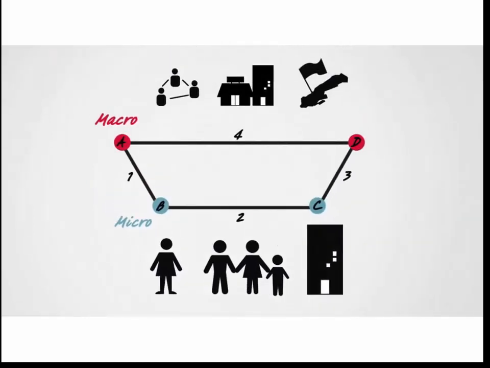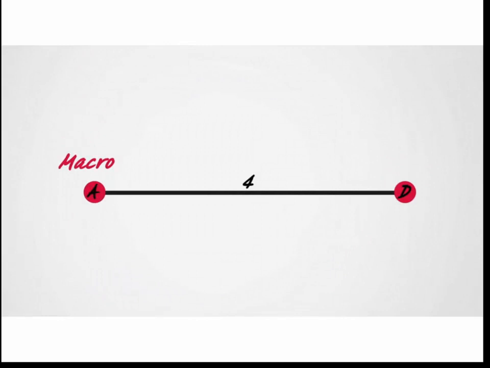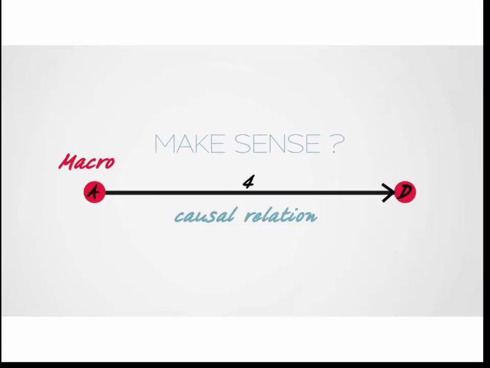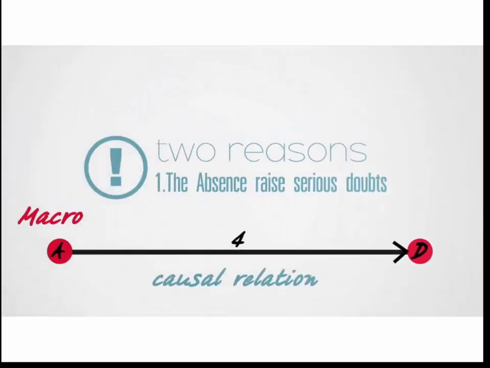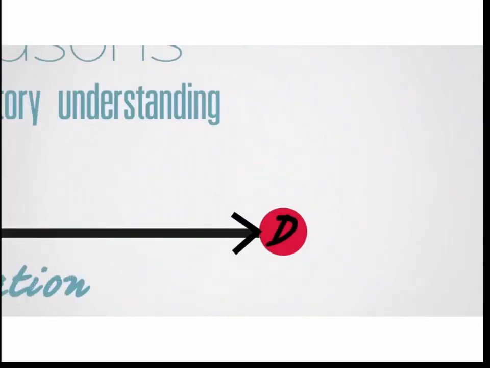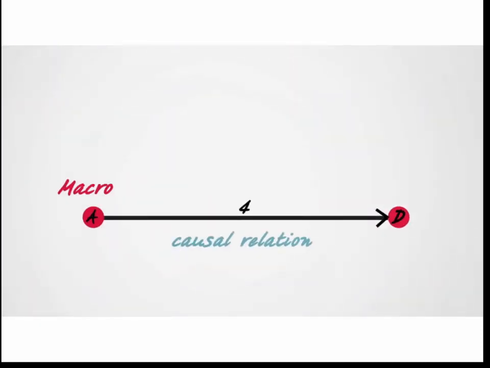When using the diagram, the starting point is a relation between macro groups A and B. The arrow 4 refers to a hypothetical causal relation between them. With the help of the diagram, we can study whether such a causal relation makes sense. This is done by reconstructing the underlying causal mechanism. Understanding the mechanism is important for two reasons. First, the absence of a sensible and empirically supported mechanism raises serious doubt about the causal relation. Second, the mechanism provides explanatory understanding. How the cause produces the event is the key for scientific phenomena.